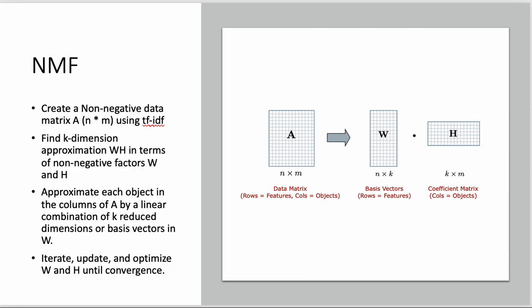Next we're going to approximate each object in the column of A by a linear combination of k reduced dimensions in W. So each base vector is a reduced dimension, and is a cluster, and objects in the cluster are encoded by H. We then iterate, update and optimize W and H until convergence to maximize the expectation.